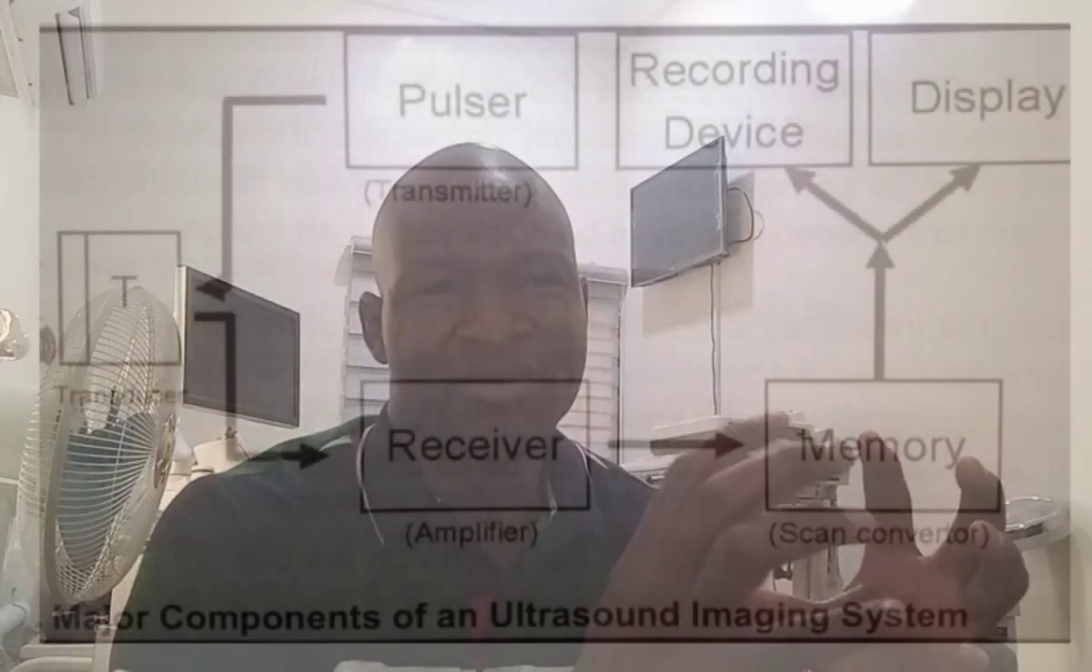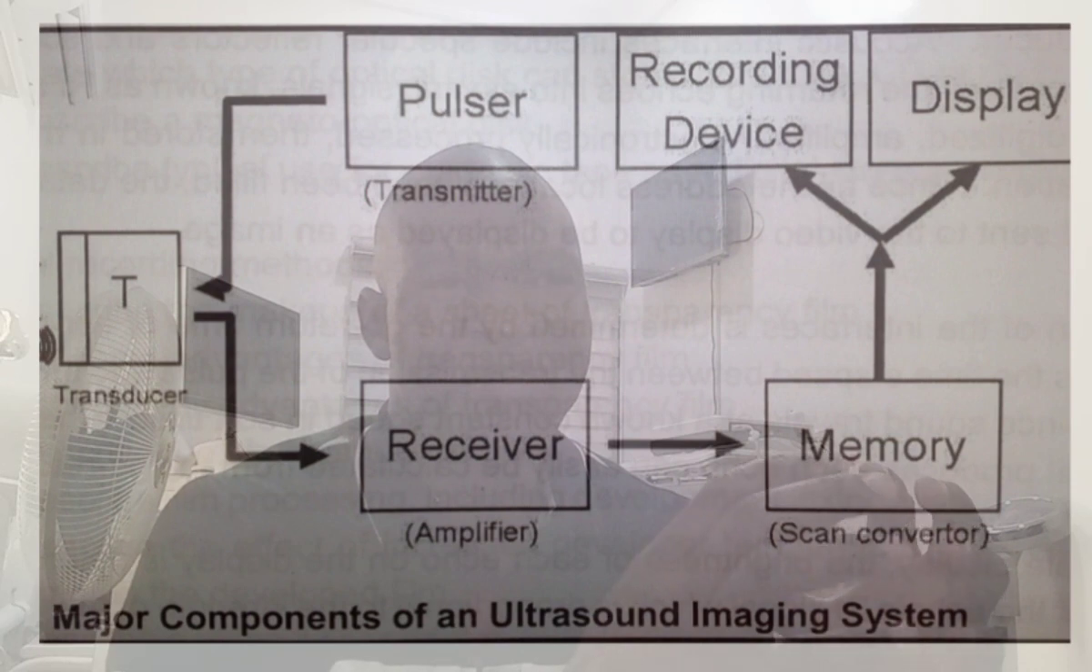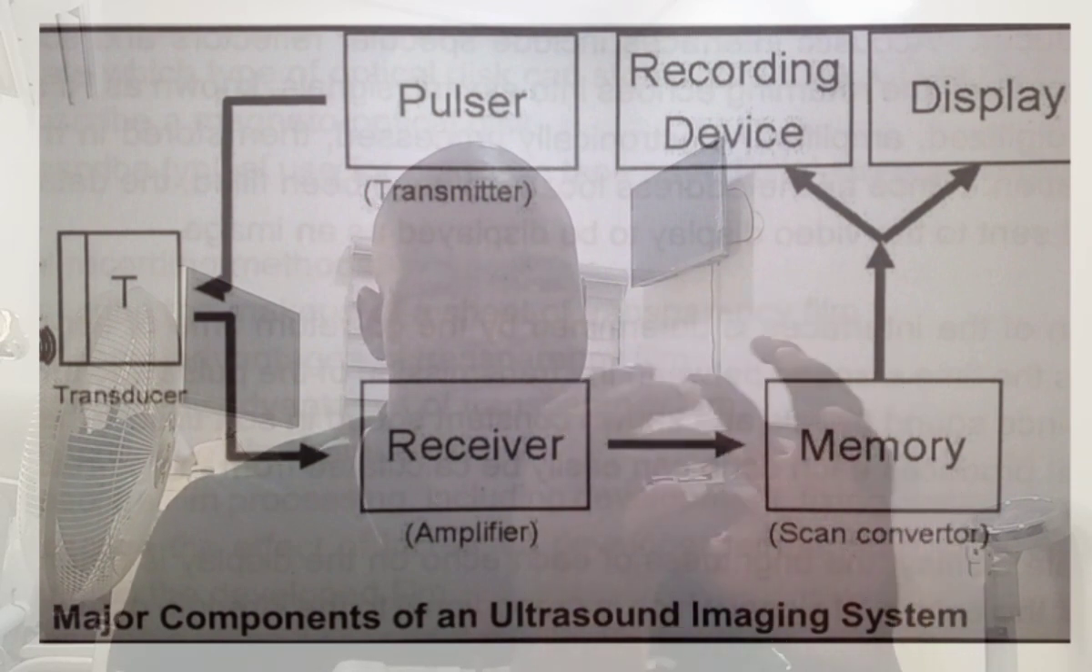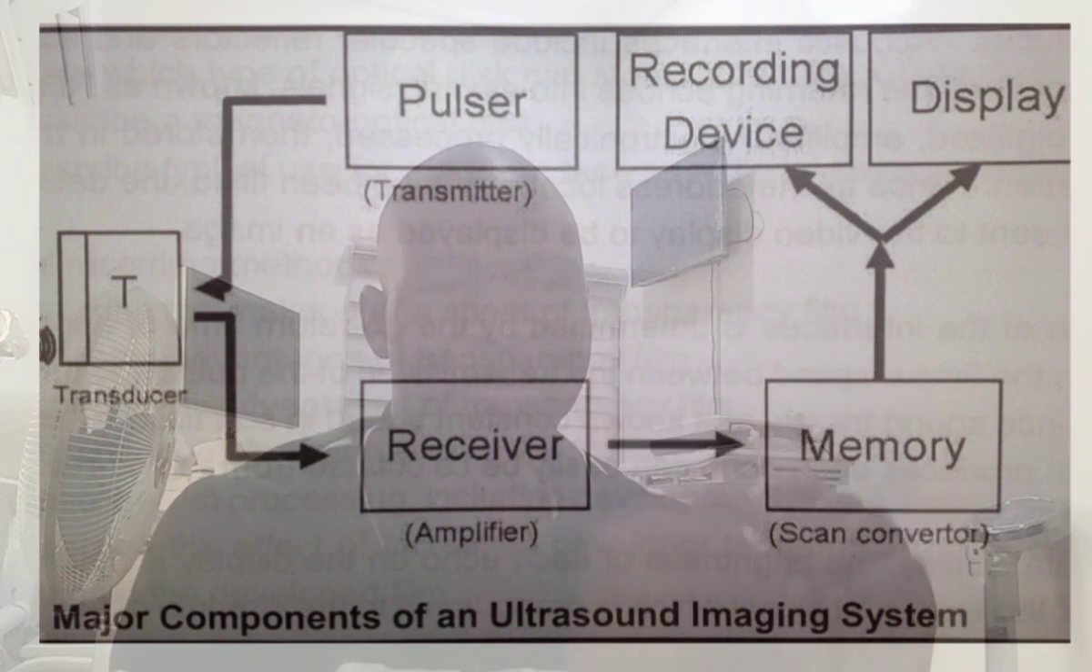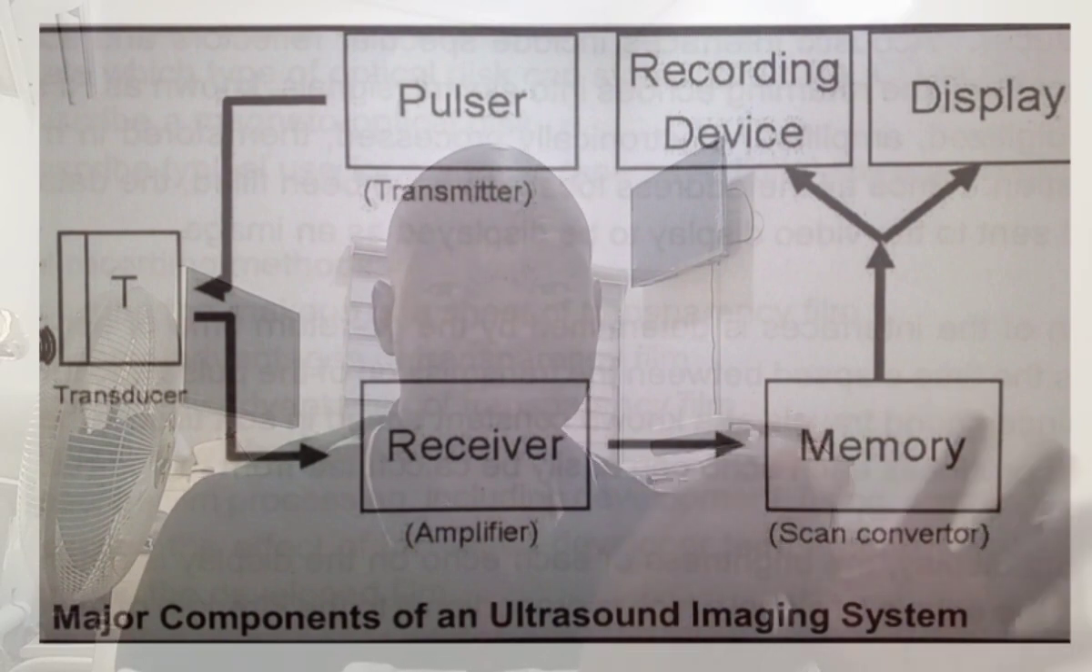Now, this image shows you a schematic diagram of how the components are linked to one another. These are the major components. There are other things, but these are the major components that do the job of digitization. So let's jump into the pulsar, or the transmitter.